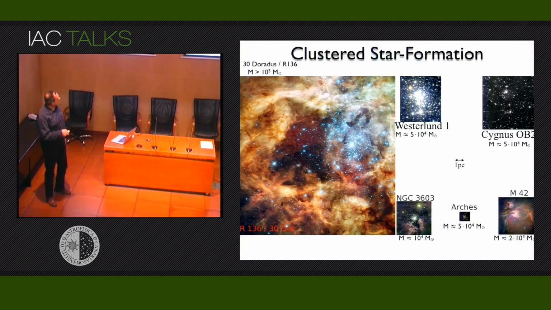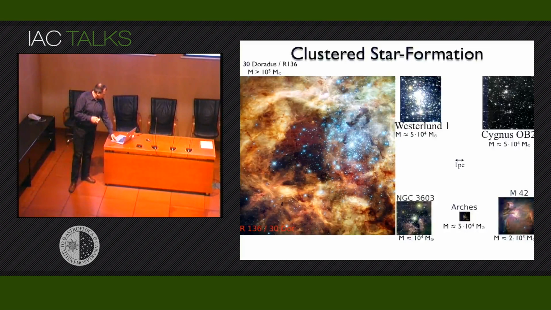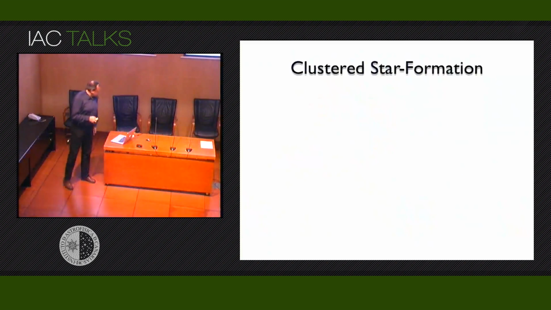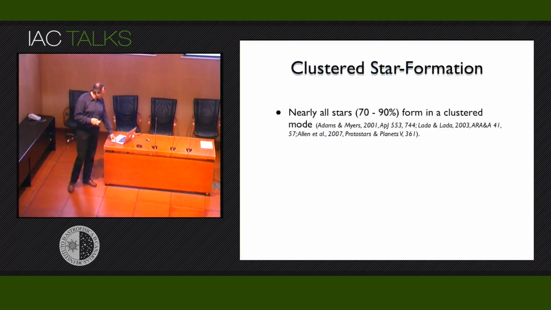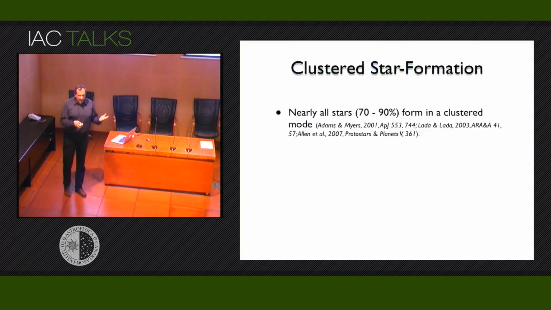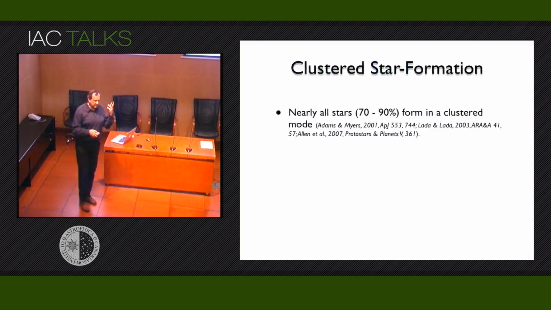What is interesting here is that they're all roughly on the same scale, while having a huge range in masses, from a few thousand to more than 100,000 solar masses. They're not that dissimilar in physical size, and that will become important a bit later on. So stars seem to form in star clusters, and there are several studies pointing out that there might be 70 to 90% of all stars form in a so-called clustered mode.